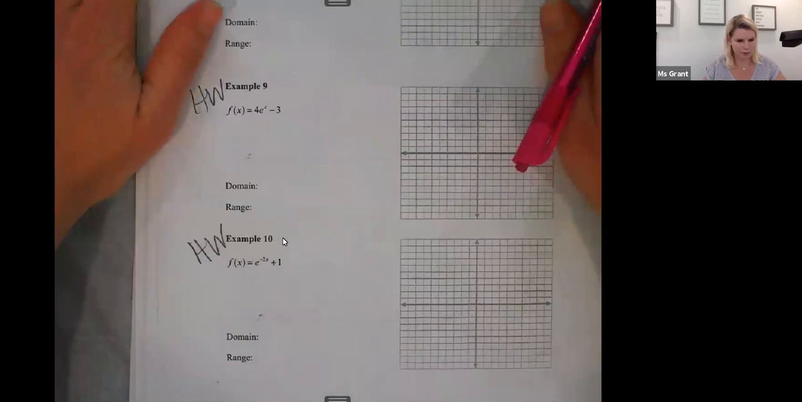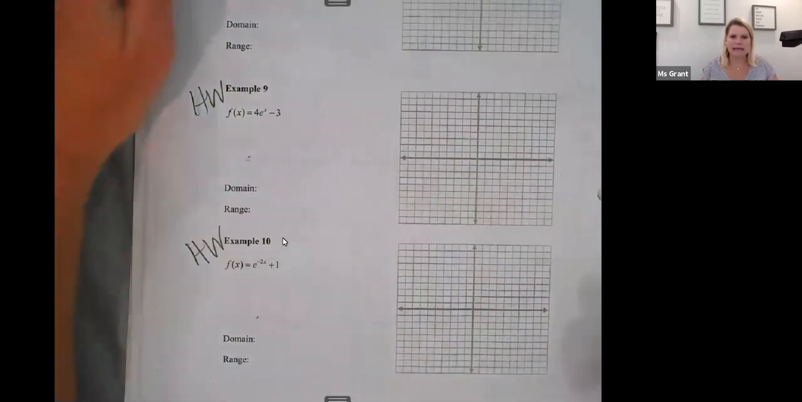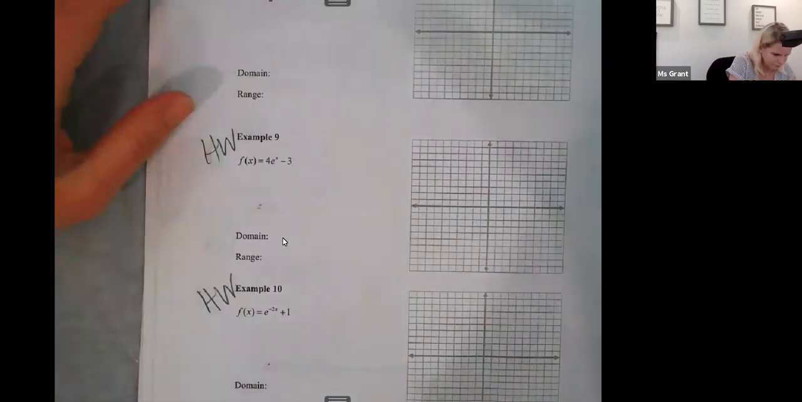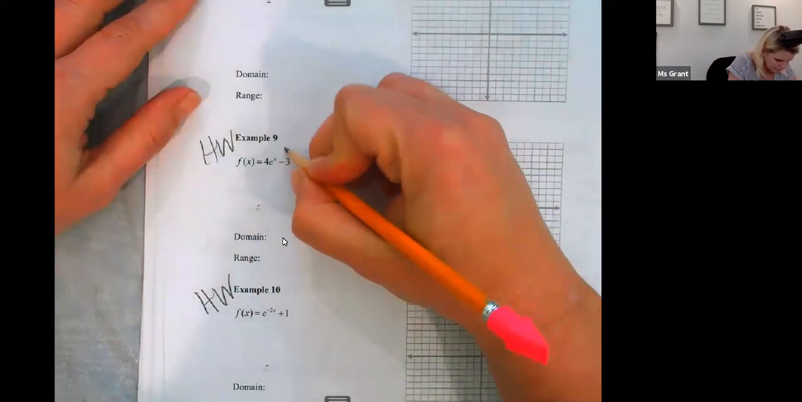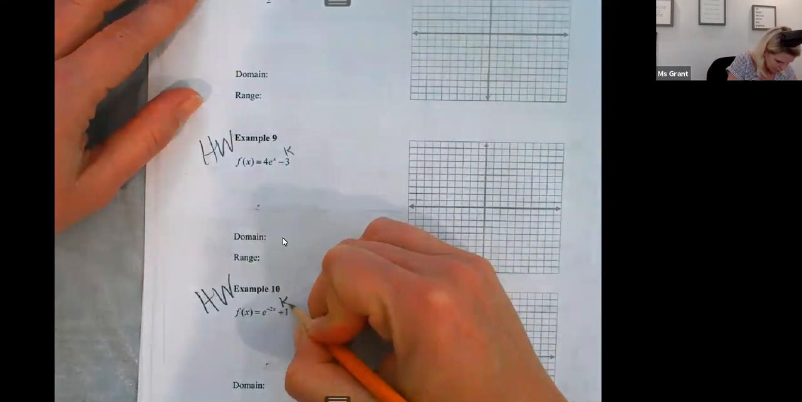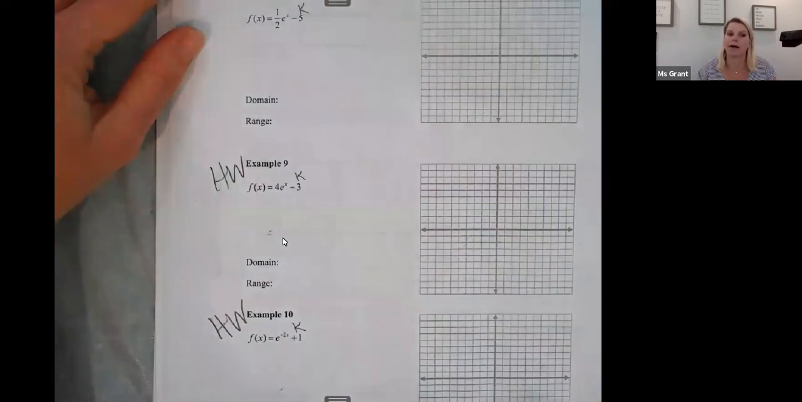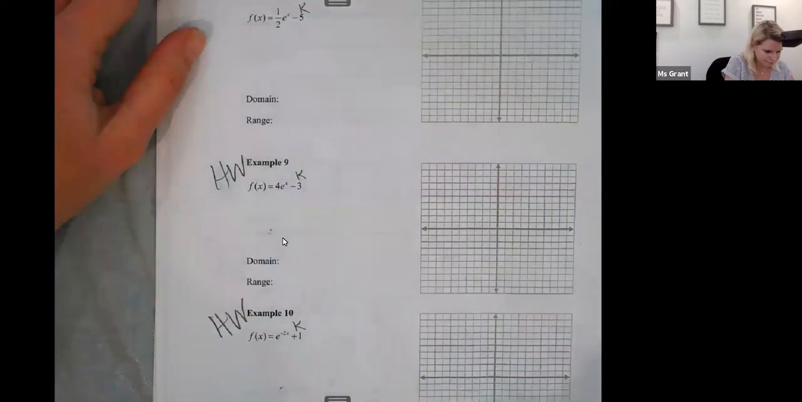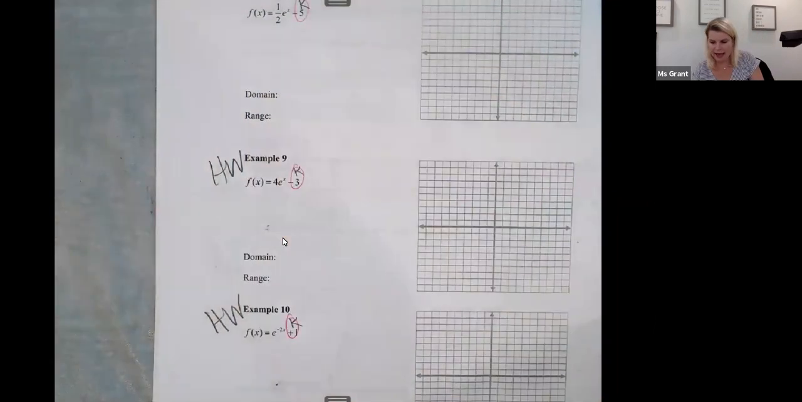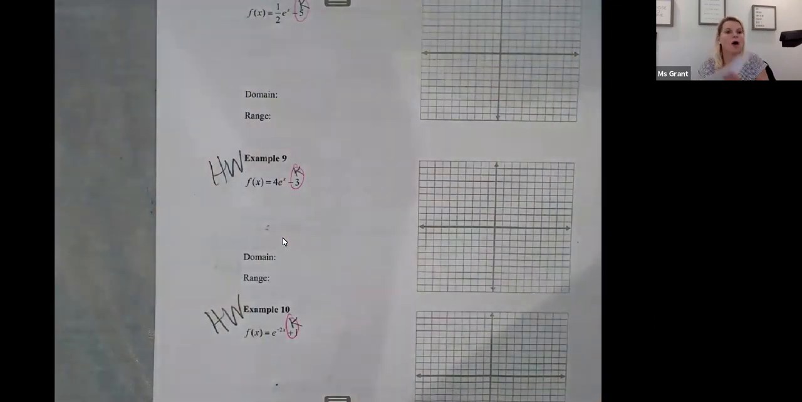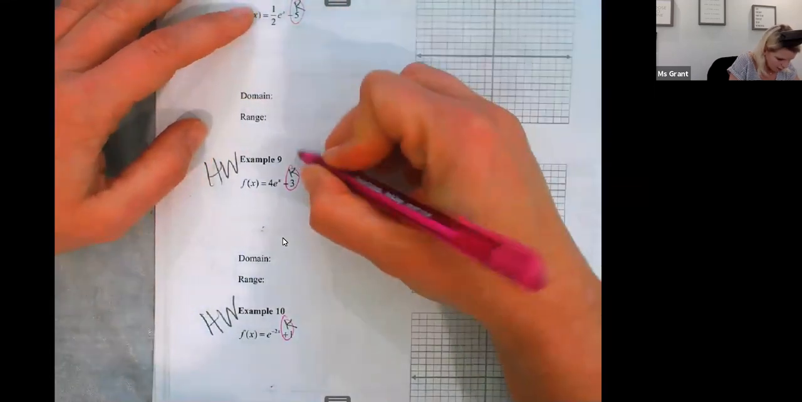Okay. Hey, I've got K's. K, K, K. This is the first time we've ever graphed with a shift. Vertical shift, up and down. The K, the shift up and down, means that my horizontal asymptote is going to change. Horizontal asymptote, y equals -5.